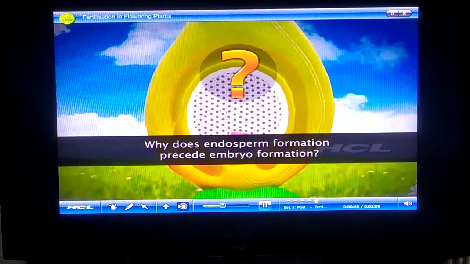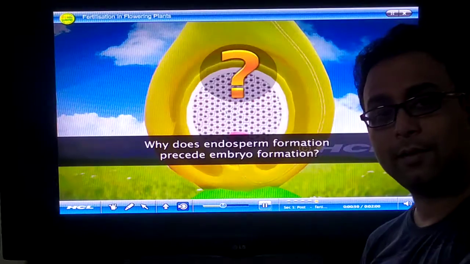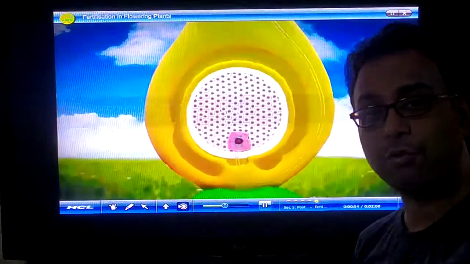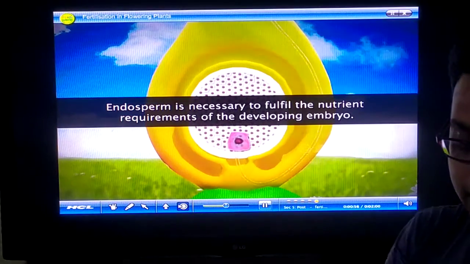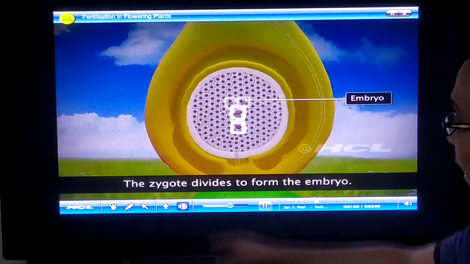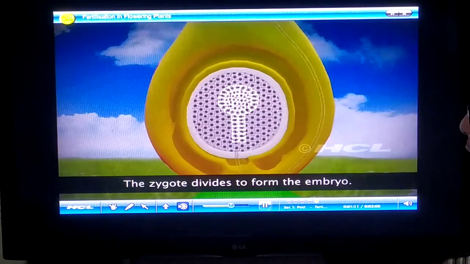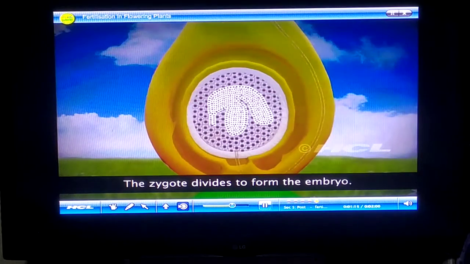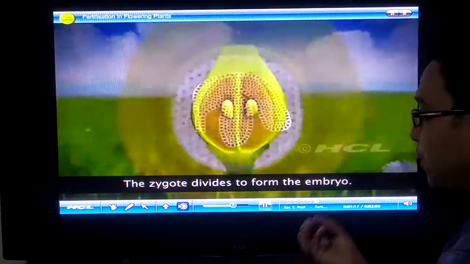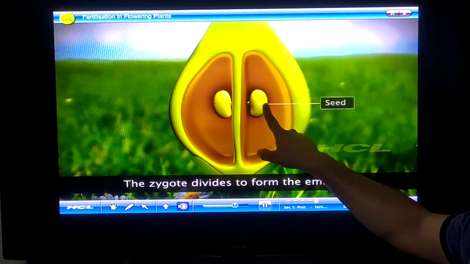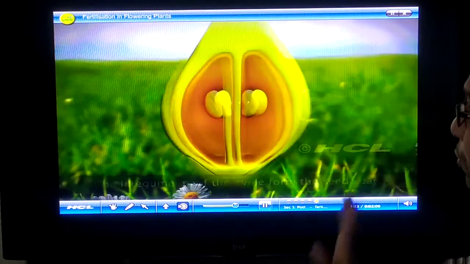Like the ovule ultimately becomes the seed, and the ovary becomes the fruit. After fertilization, this happens. The primary endosperm nucleus and the zygote are formed. After the zygote undergoes cell division, the embryo is formed. This is a dicot embryo because 2 cotyledons are there. Now the seeds are formed. Seeds are formed from the ovule.